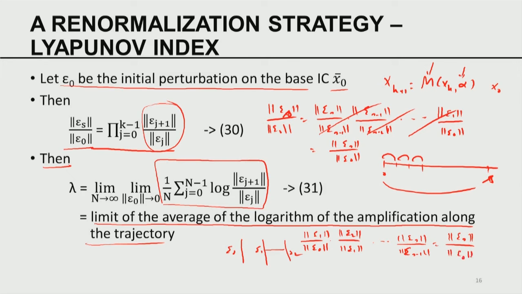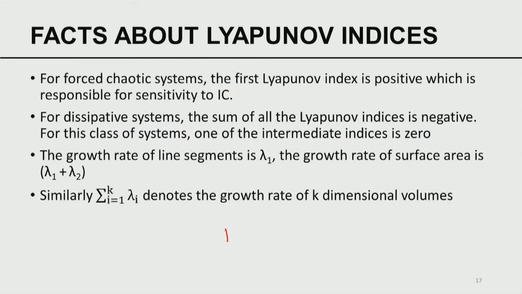So, by running the model one step at a time, by computing the ratios, by taking the product of those ratios, taking the logarithm of the ratio, I can in a way estimate lambda. So, this provides an easy algorithm to be able to evaluate lambda. This is what is called renormalization strategy.